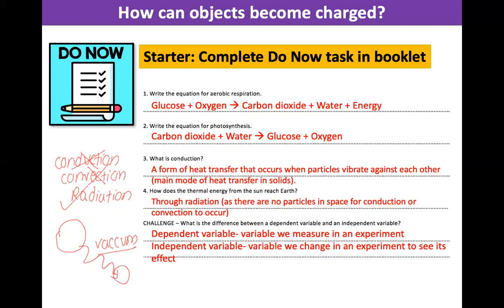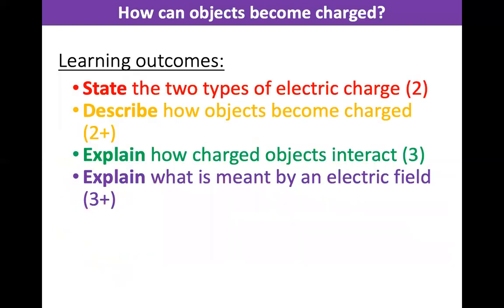Let's go on to get started with our lesson. Some of the learning outcomes for this lesson are to state the types of electric charge, to describe how objects become charged, to explain how charged objects interact, and to explain what is meant by an electrical field.